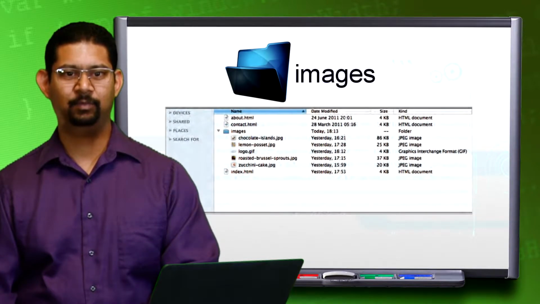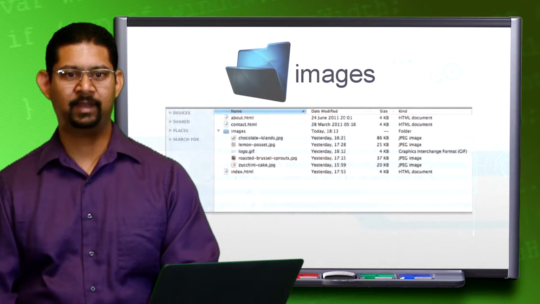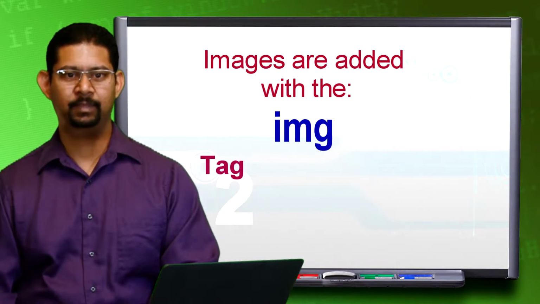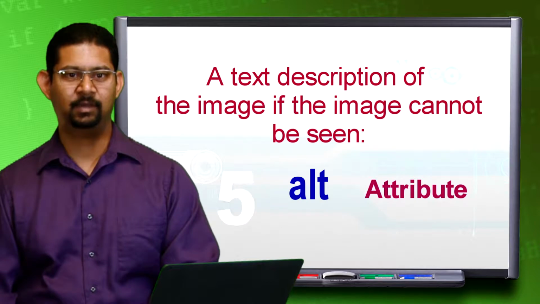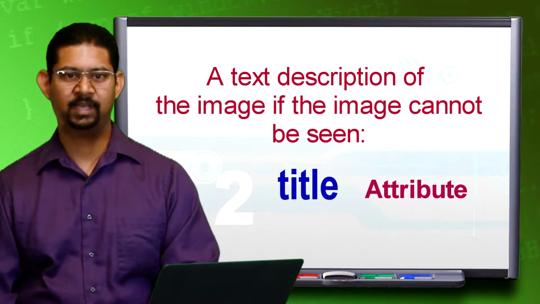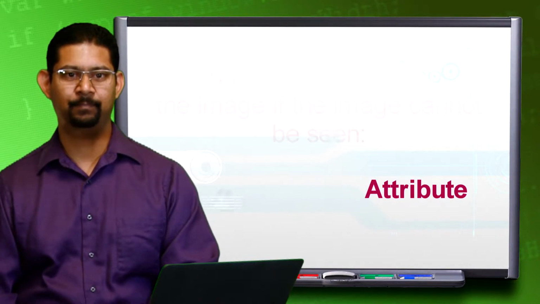On your website, you will probably store your images in a folder called Images. As your website grows, you may add more subfolders to help you better organize the images. Images are added with the IMG tag. They have a couple of attributes. The attribute SRC tells the source of the image. Alt provides a text description of the image when it cannot be seen. Title provides some more information. Most browsers show this as a tooltip.